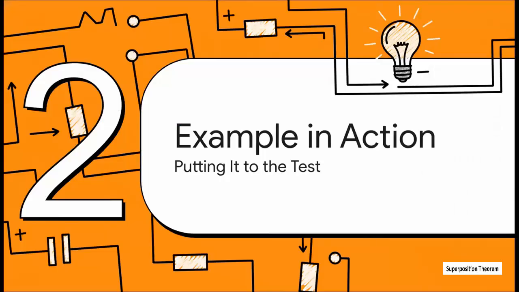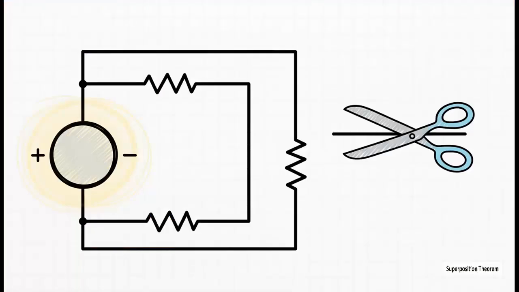Okay, we've got the theory, we've got the rules. Now, let's actually put it to the test. We're going to go back to that original circuit and see this whole thing in action. So, for part 1, we're going to keep the 20-volt source active and turn off the 4-amp current source.